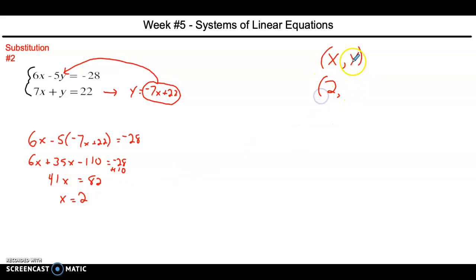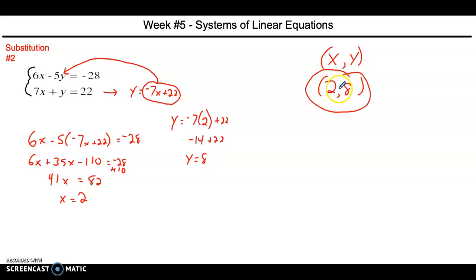What we're missing is the y value. So, it just so happens we had this equation right up here that says y equals. Use it. So y equals negative 7 times the x value of 2 plus 22. So that's a negative 14 plus 22. That is 8 for the y value. That is our answer, the coordinate of 2, 8. It's an x value, it's a y value. That solves the system. So that's substitution, solving one equation for one variable.